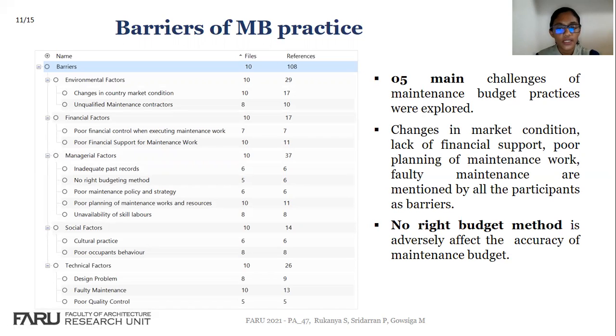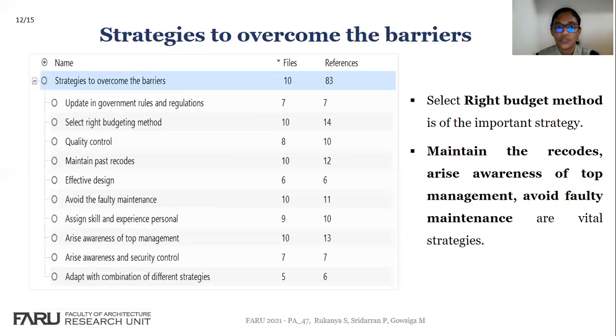No right budget method adversely affects the accuracy of the maintenance budget. That means there is no practice of detailed maintenance budget. Most of the participants are using the historical based maintenance budget. Based on the last year budget, they are adding some percentage to the current year budget, and they are practicing that as the current year budget.